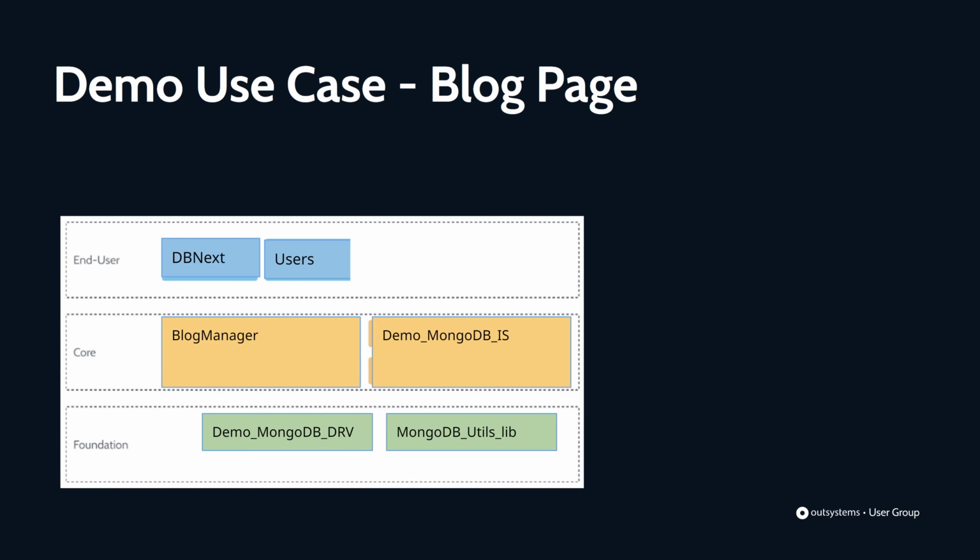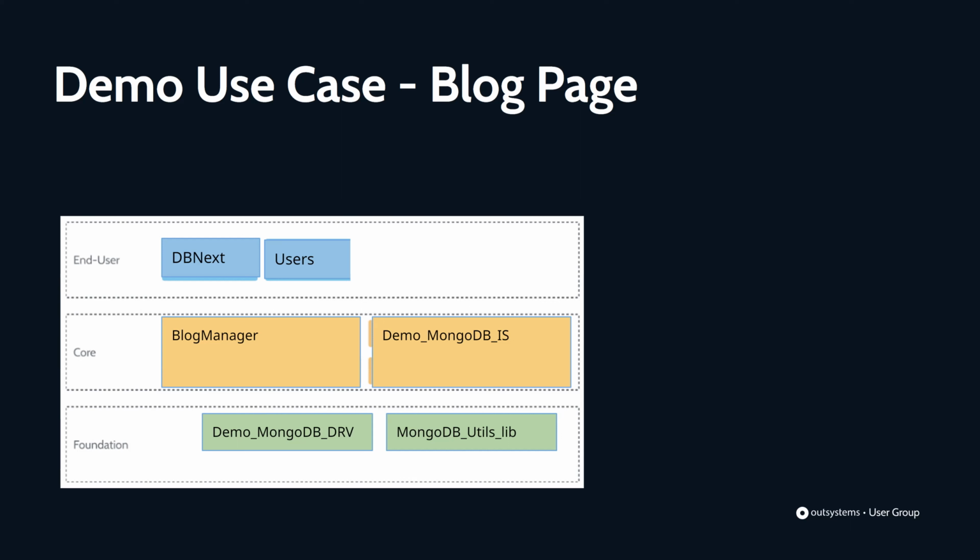Then we have a blog manager application where I have created roles for the blog. This core functionality is only associated with blog functionalities. Then demo MongoDB_IS is an integration service. That's where we will have all the CRUD operations which we would be needing for MongoDB.